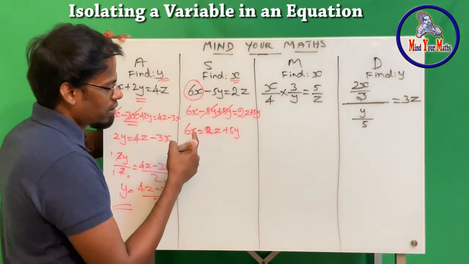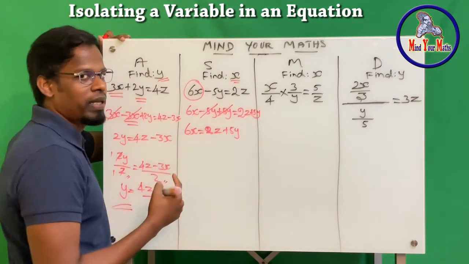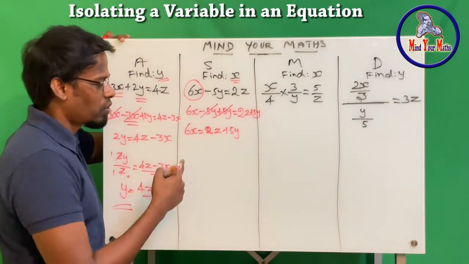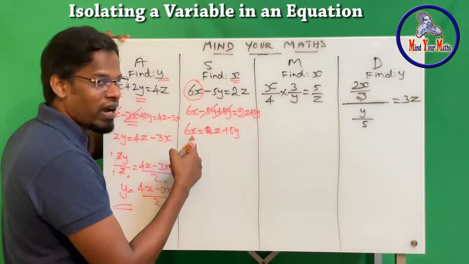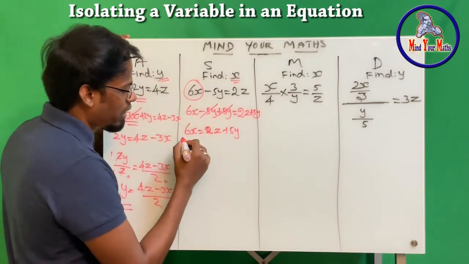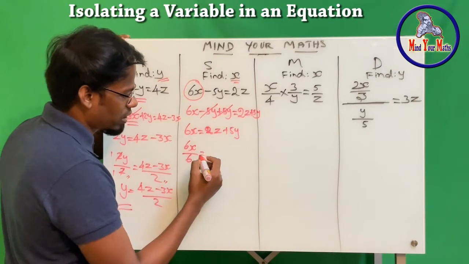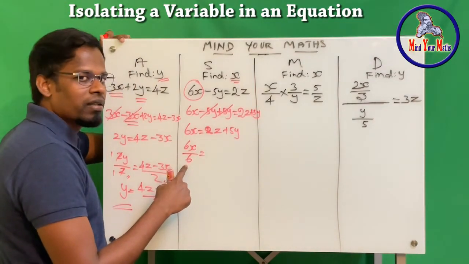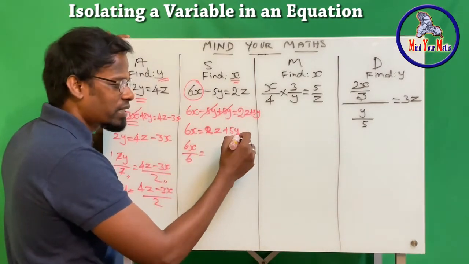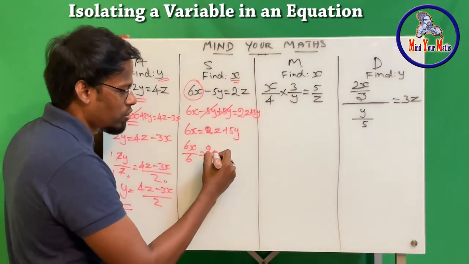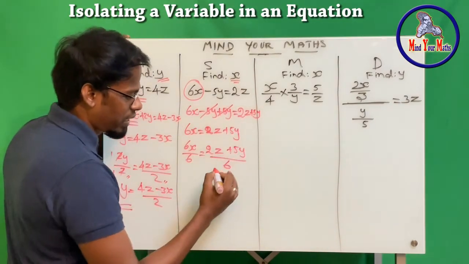Okay, so now next what do we need to do? That's right. We need to find only the x. So on the left side only x should be remaining. So what do we need to do? Yes, divide by 6. So on the left side you need to divide by 6. 6x divided by 6 equals, because we are dividing using 6 on the left side, we should divide the whole thing on the right side using 6 as well, which means 2z plus 5y divided by 6.